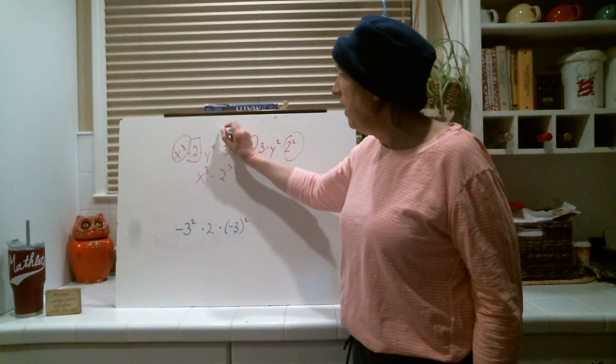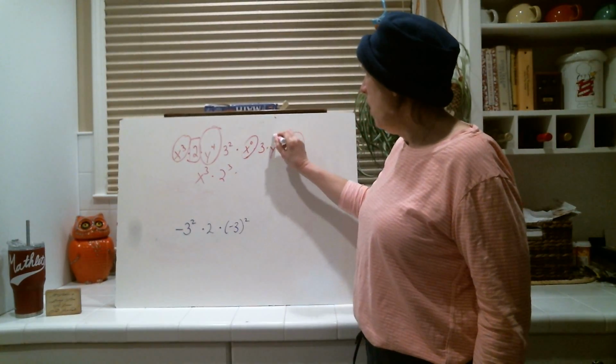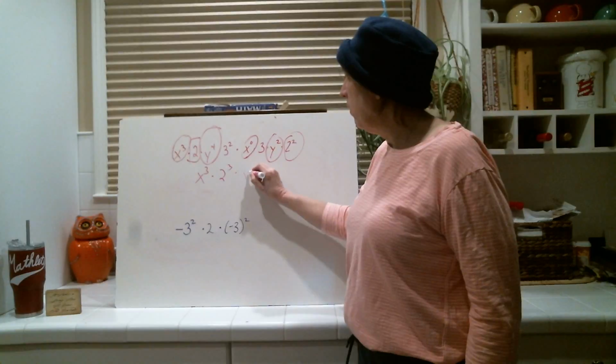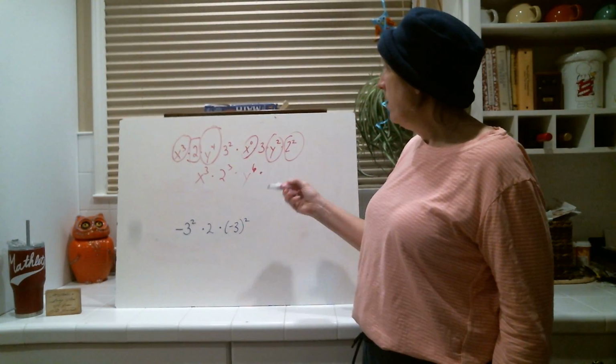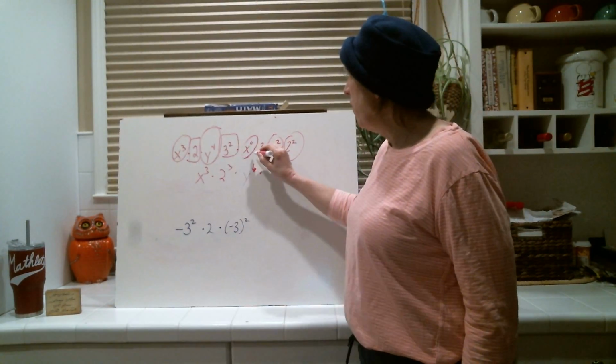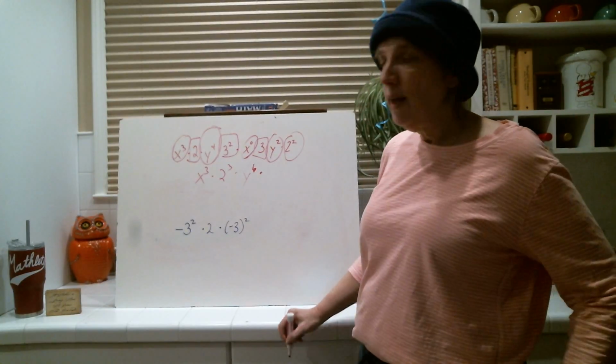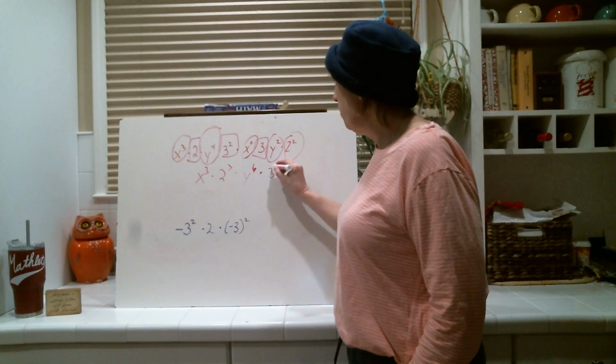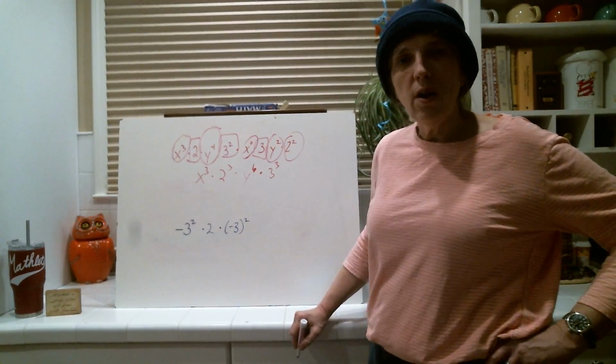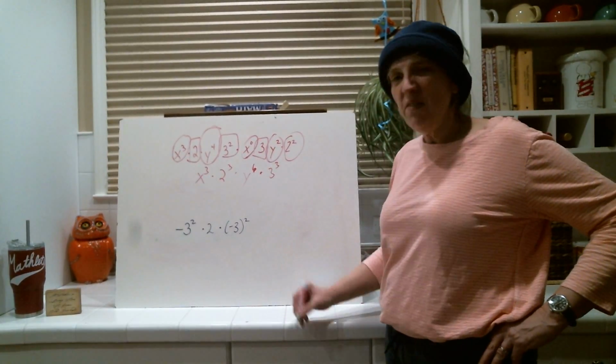Then I have y, and I have y squared. So I've got y to the 4th, I get y to the 6th. Now this one I have 3 squared and 3, it's the same thing. I get 3 to the 3rd power. Now, tricky part. You have to simplify this. You can't leave it like this.